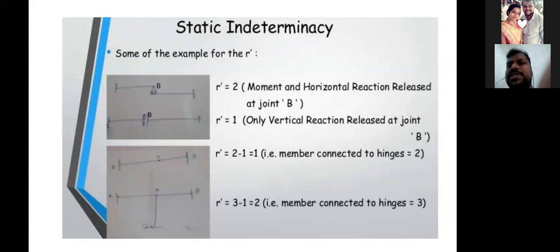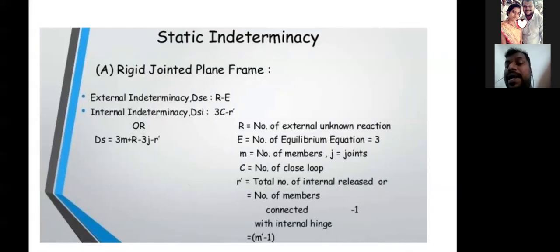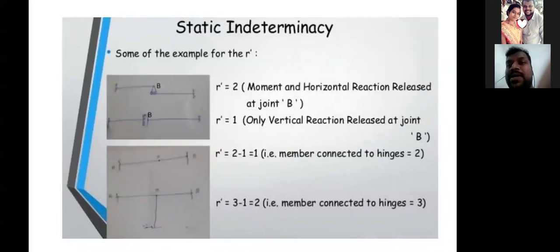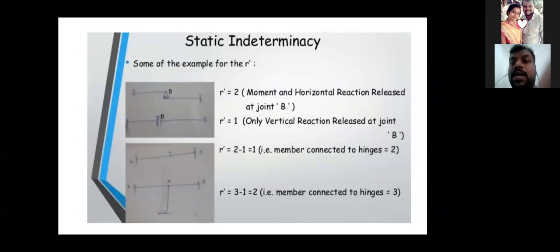I have listed the formulas and some examples for which we are supposed to calculate R dash. Just now I told what R dash is: the total number of internal forces released, or internal stresses released, due to this kind of internal support given here. Here we have an internal joint. Here is an internal hinge, and this is shear.